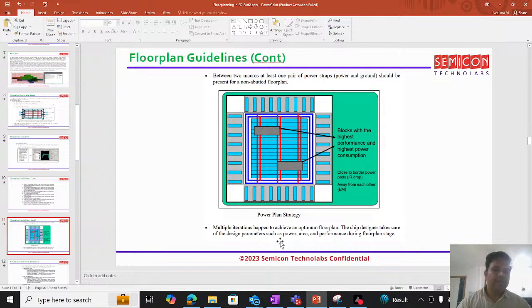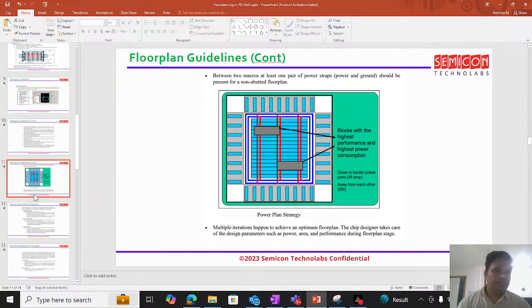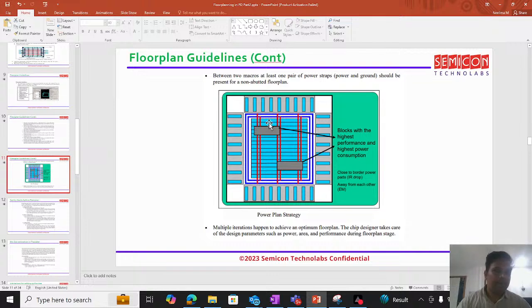Multiple iterations happen to achieve an optimal floor plan. The chip designer takes care of the design parameters such as power, area, and performance during the floor plan stage. And as you can see here, the blocks with highest performance and highest power consumption are placed close to the boundary where power pads and IO pads are placed. This will help in reducing the IR drop and similarly EM. So whichever blocks, IPs or macros have the highest power and highest performance, it is always good to place them close to the power and ground IO pads, so that the supply rails will be as minimal as possible.